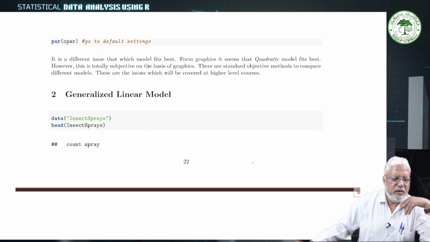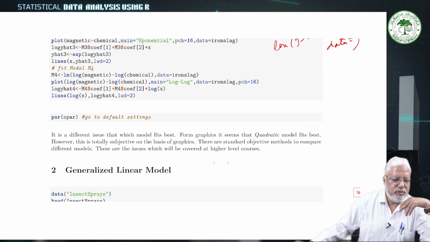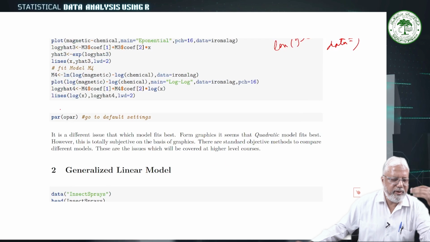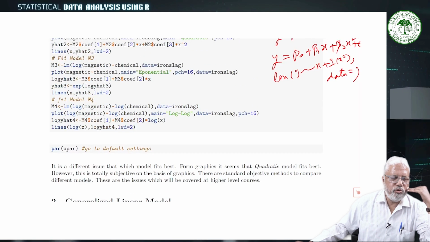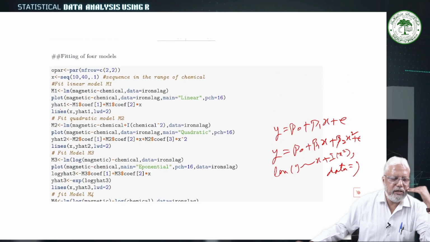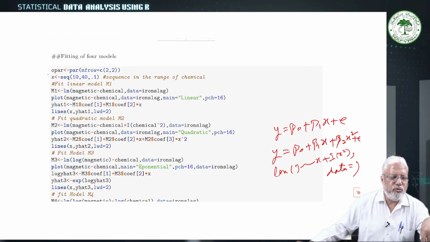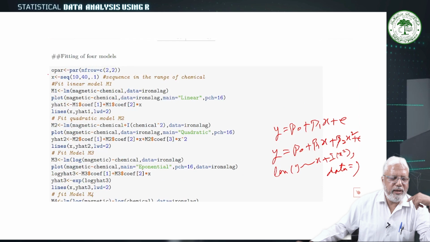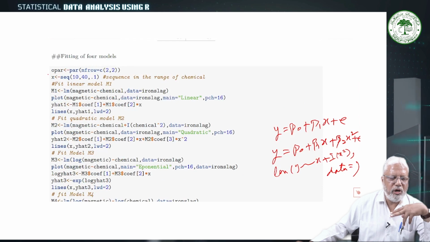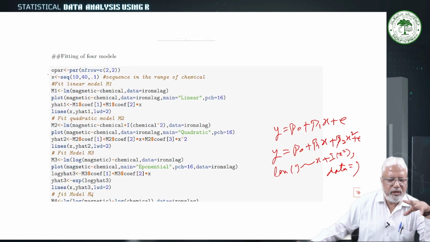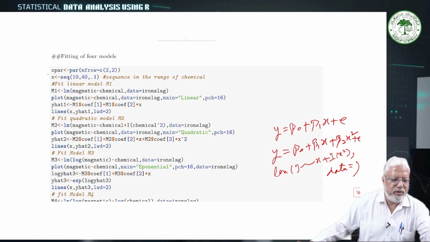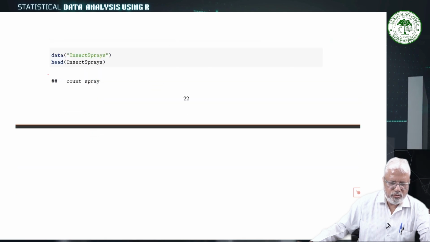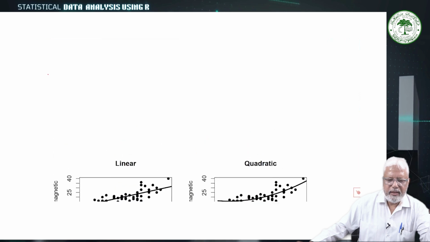Then to go to the original settings, we have to put the command par, to go to the original settings, in which we have divided the screen into 2 columns and 2 rows to fit those 4 graphs. Now it should go to the original setting, that is 1 by 1. So that is all.